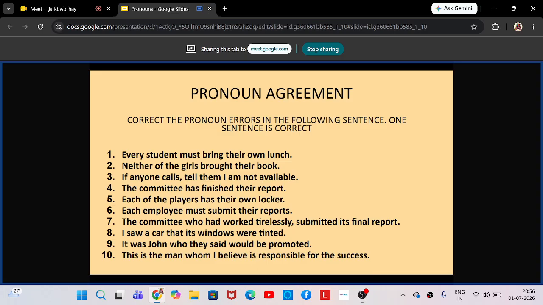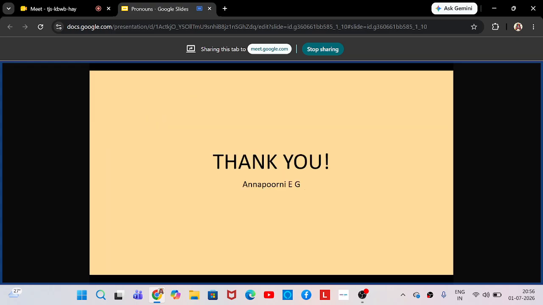Okay. 7, 8, 9, 10 are a bit confusing. The seventh one is the committee which had worked tirelessly. Then the eighth one is the right sentence: I saw a car that its windows were tinted. Okay, so with this, we have completed pronouns. I hope the session was interesting today.